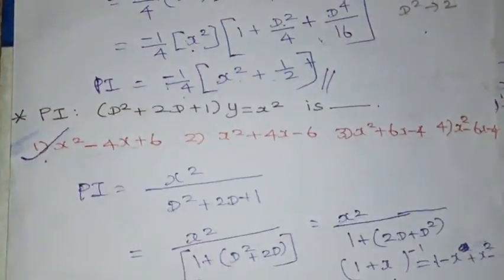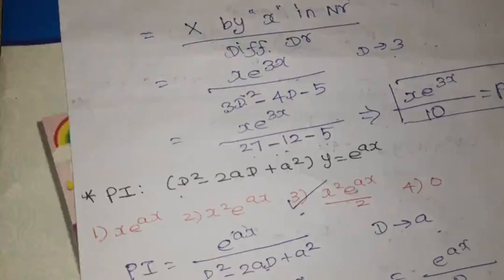So the particular integral value, option 1 is the right option.